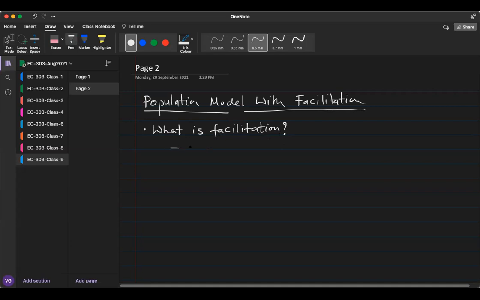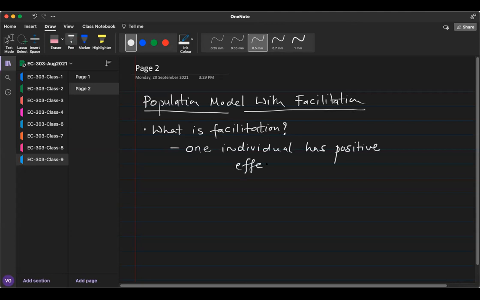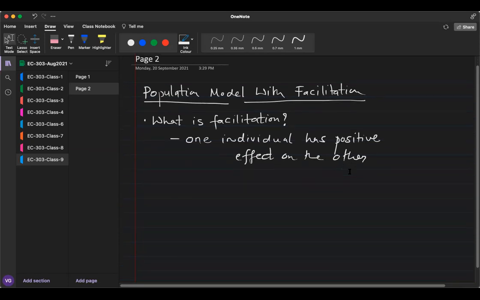Okay. So do we have to say one species, or is it better to say one individual? Is there a reason why you said one species has a positive effect on the others? Why not one individual has a positive effect on it? I think in this case, individual would be better.